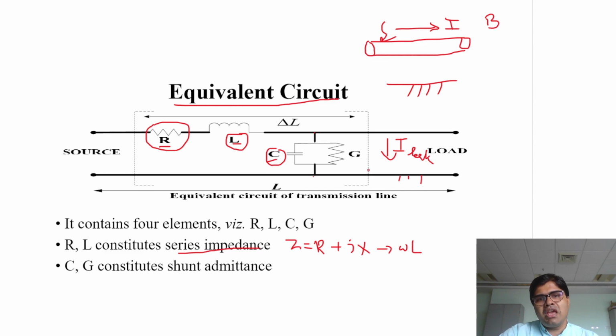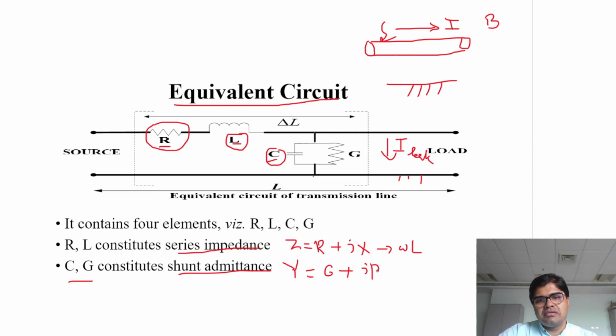So this C and G will provide shunt admittance, which is Y equal to G plus jB. Sorry, this should be equal. Y is equal to G plus jB.